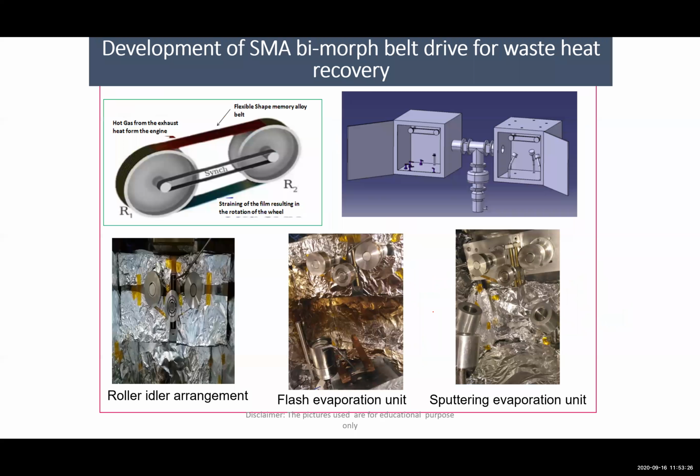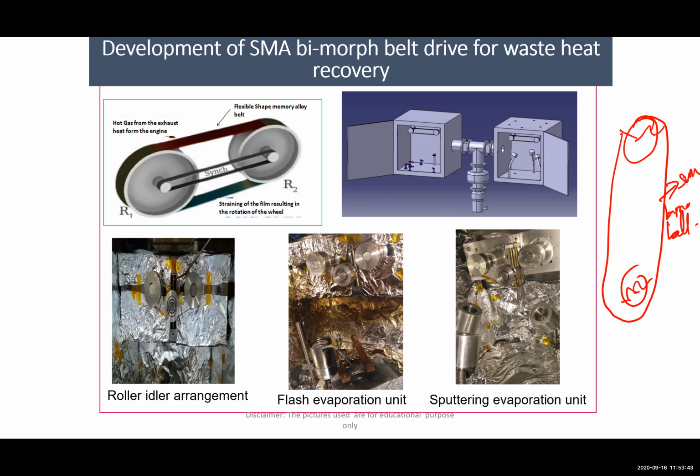So what we thought is we will make two pulleys, two pulleys made out of shape memory alloy. In between these two pulleys, we will put a shape memory alloy bimorph belt, so that when you put it near your exhaust or near your bonnet, there will be a continuous rotation. But the major challenge before me is how to fabricate this shape memory alloy belt.